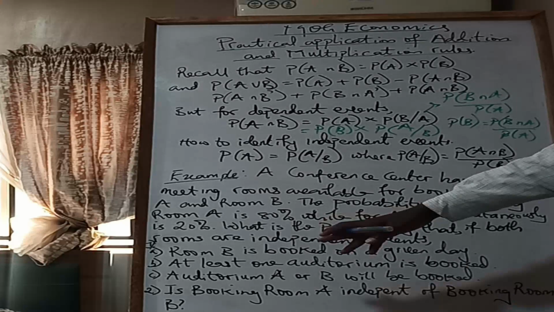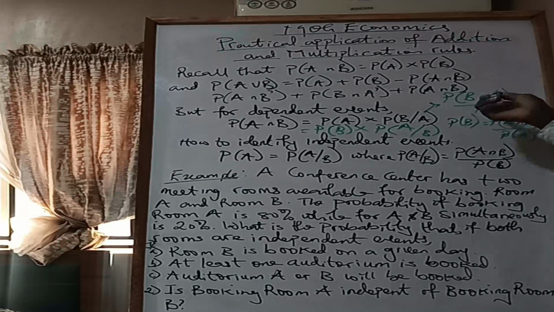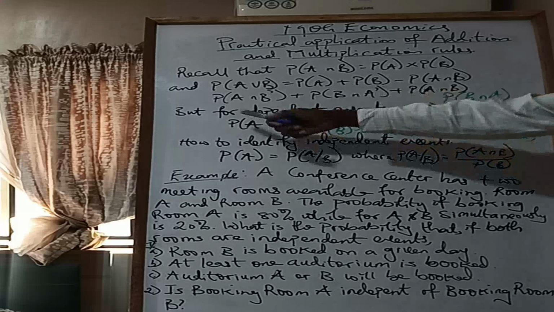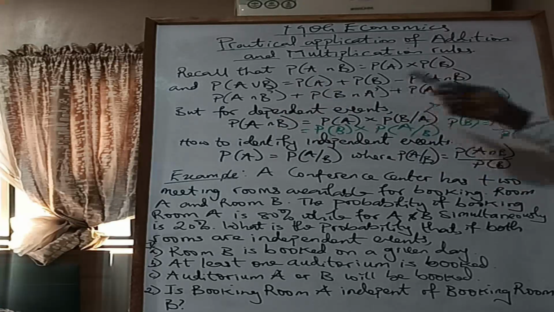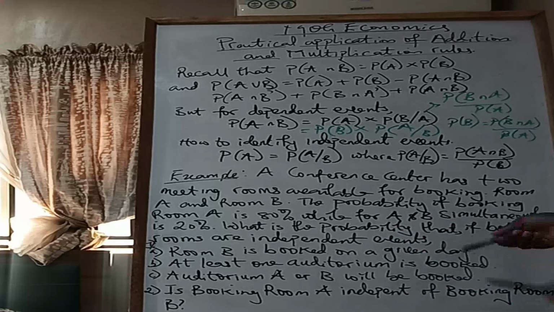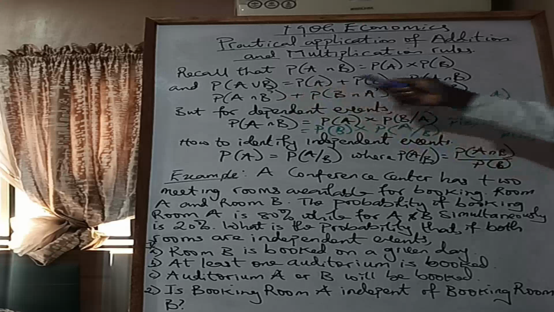All right, then B, at least one auditorium is booked. So we are looking at this formula here. You book only A, you're not booking B. You book B, you're not booking A, and then you book the two. Now, auditorium A or B will be booked. A or B, A union B. So we just use this formula.